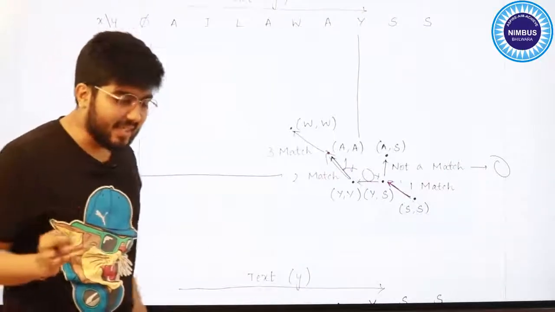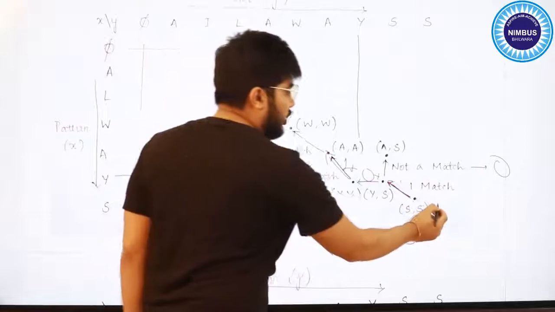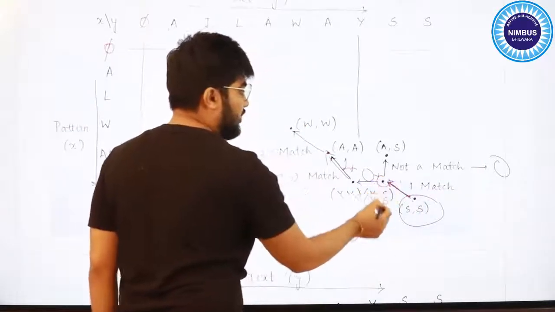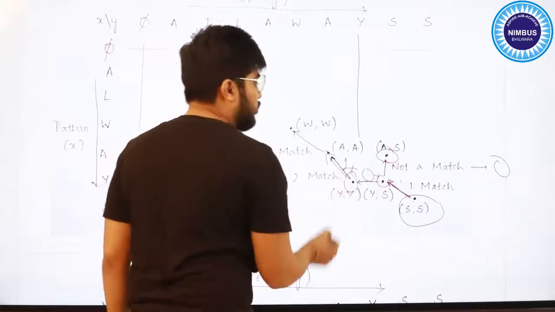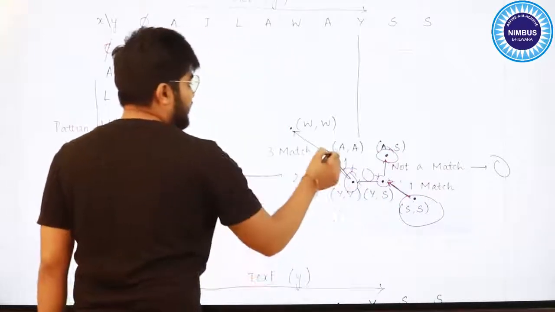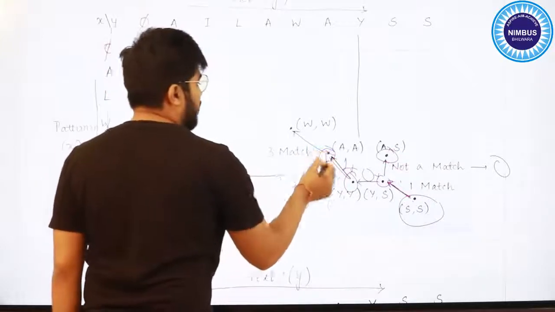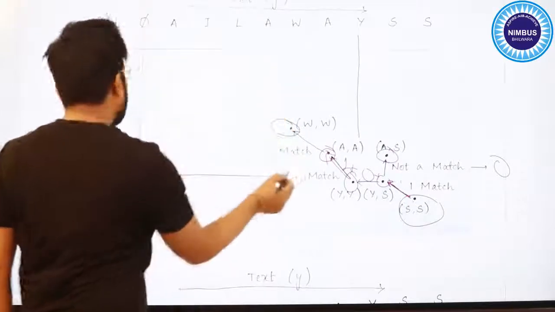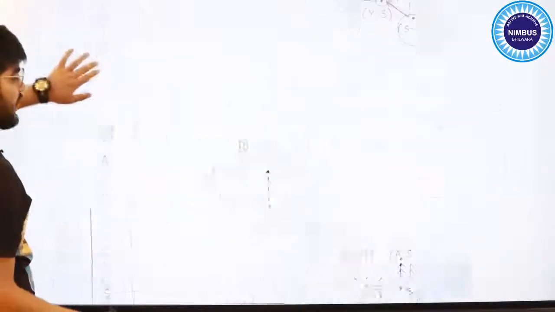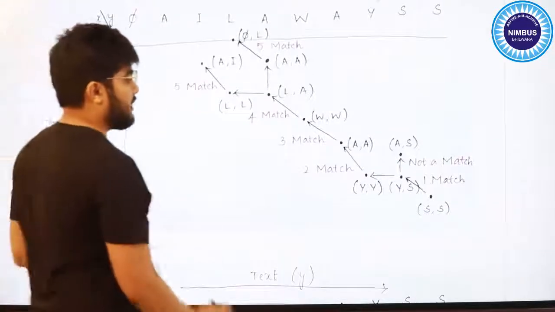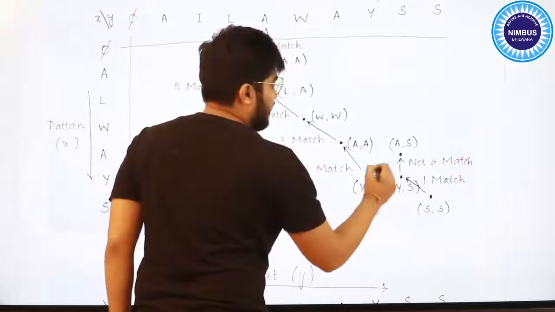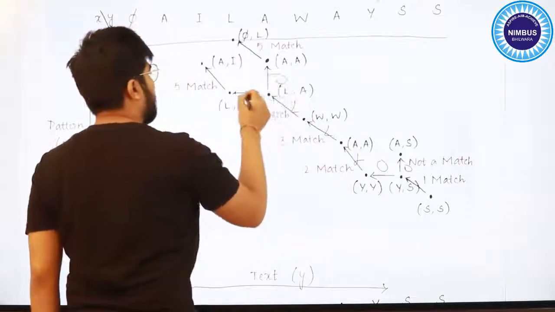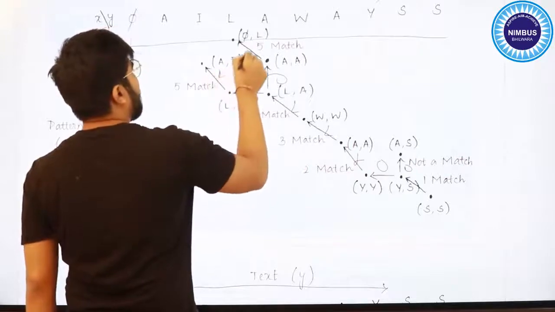Basically, notice this thing: in order to calculate this, you need to calculate this first. In order to calculate this, you need to first calculate these 2 points. Now, in order to calculate this, you first need to calculate this. Similarly, in order to calculate this, you need to calculate this. So there is a 3 match till this point, W W. Okay, let's move a little further ahead and look here. Here there was 1, here 0, here 0, 1 1 1 0 0 1 1.